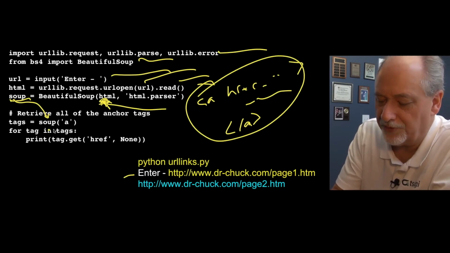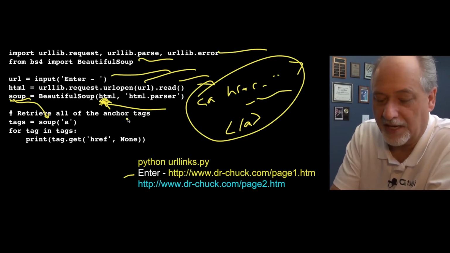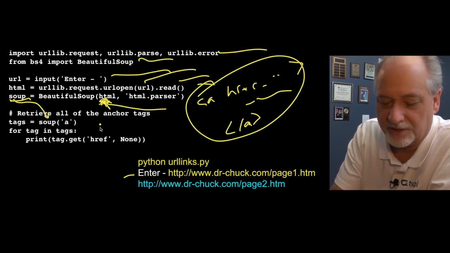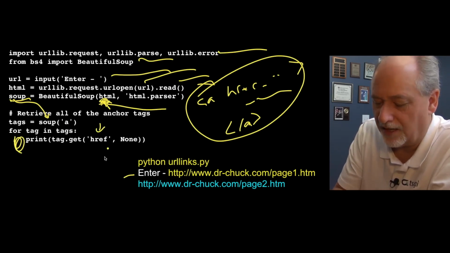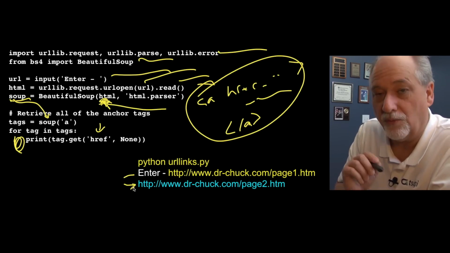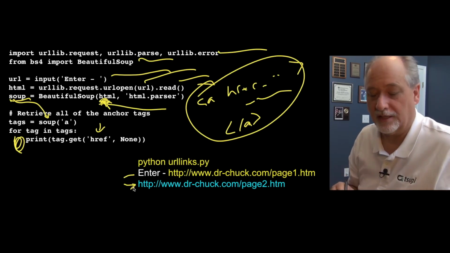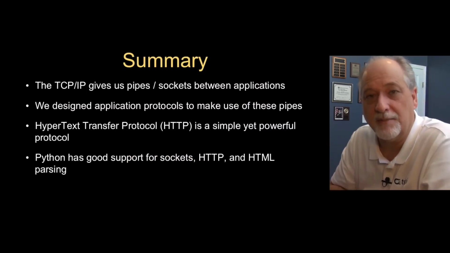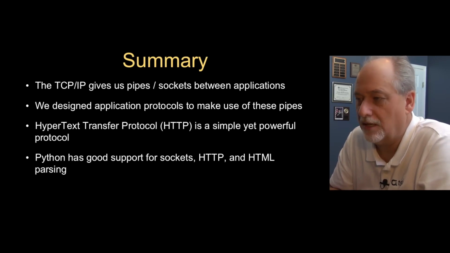And then we're going to loop through the tags because there could be more than one of those anchor tags in the file. And then we're going to pull out that href. And that's what this does. We're going to loop through all the tags and print out the href. So if you tell it to go to drchuck.com, it will show you the one external link in drchuck.com. And I've got an assignment that sort of goes into that in some more detail.